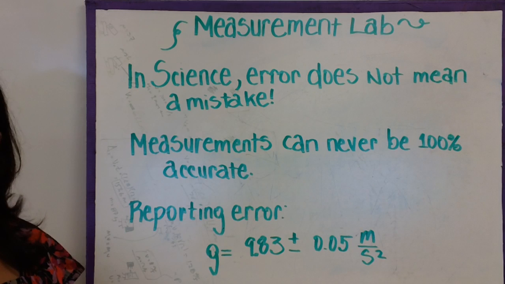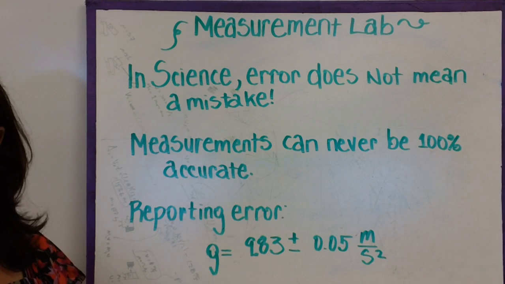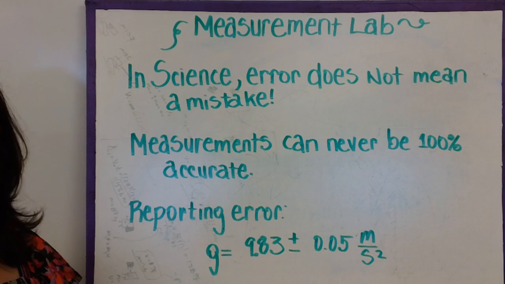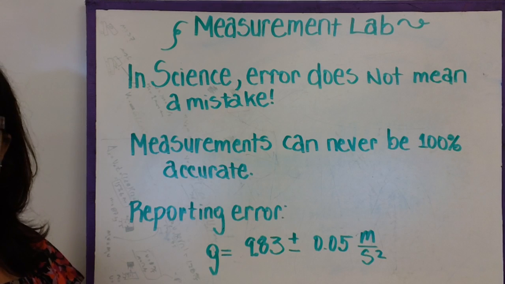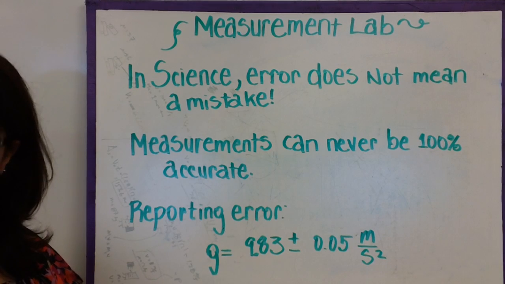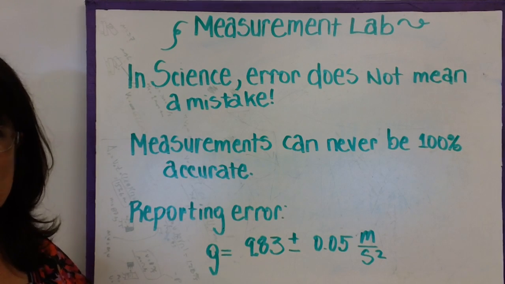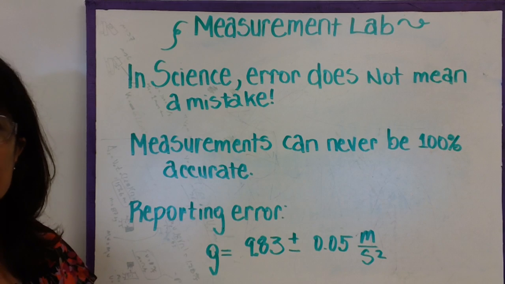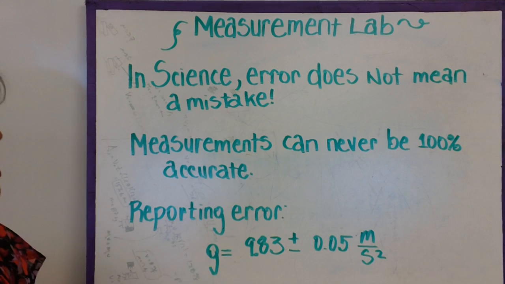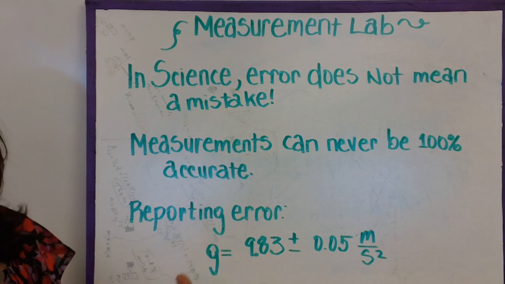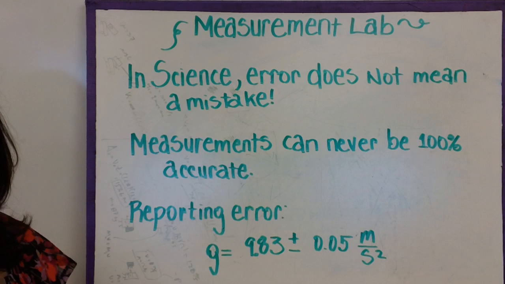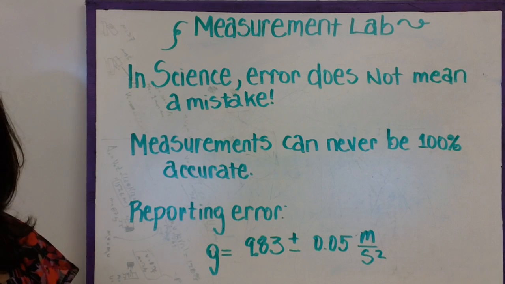Every lab and every measurement that we take, we're going to have some sort of error. And we talked about the different types of errors that we could have within a lab. We're going to be concentrating mainly on the error that is intrinsic to the measurement devices that we're using. We can only be as precise as the device that we're using. Measurements can never be 100% accurate, therefore they have error intrinsic to the tool that we're using.